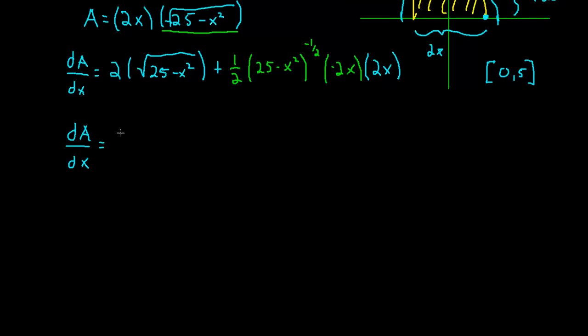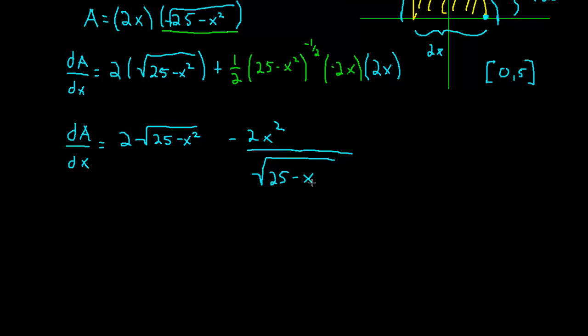Okay, so what do we have? We have 2 times the square root of 25 minus x squared. And if you look very carefully at this, 1/2 times 2 is 1, and we're left with a negative 2x squared, and this is going to be over this. This is to the negative 1/2 power, so we can bring it downstairs and make it a positive 1/2 power, and I have the following. Now, what? This is our derivative.